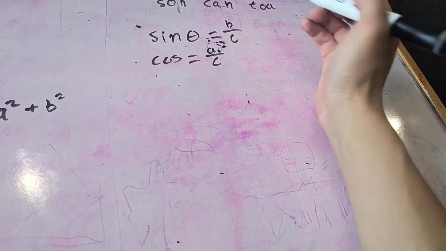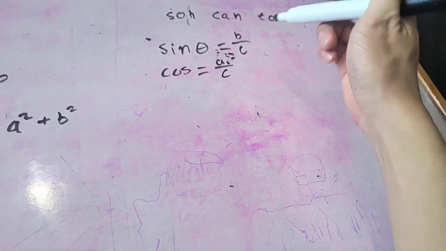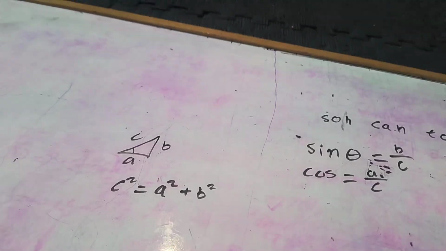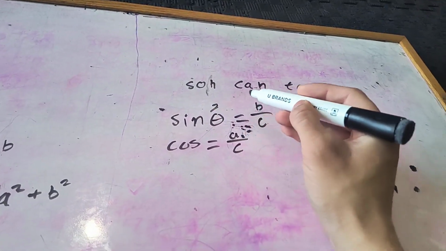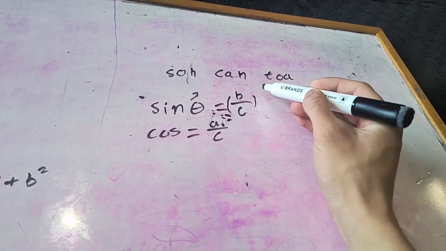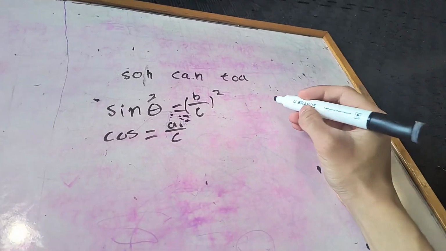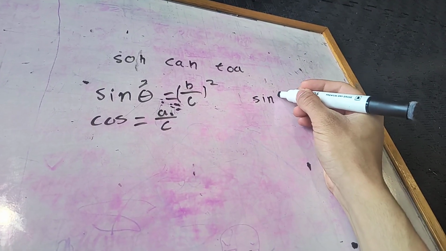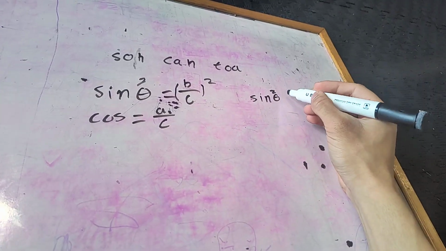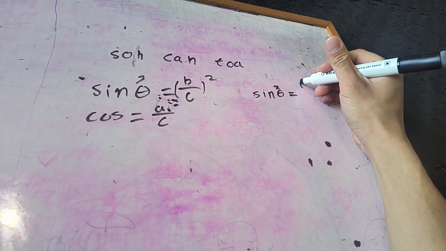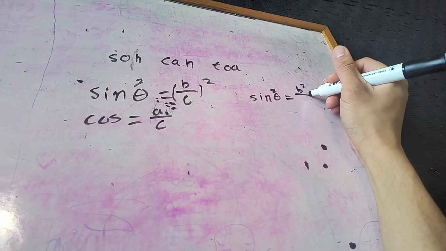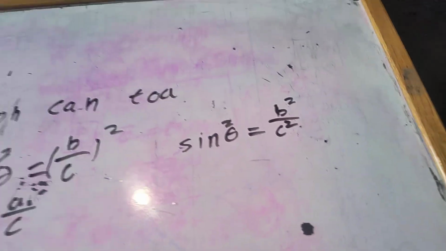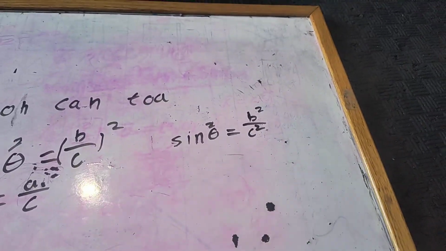Now, I want to show you something cool. What happens if we square sine of theta? Well, if we square this side, we have to square this side. Sine squared of theta is equal to B squared over C squared. Cool.